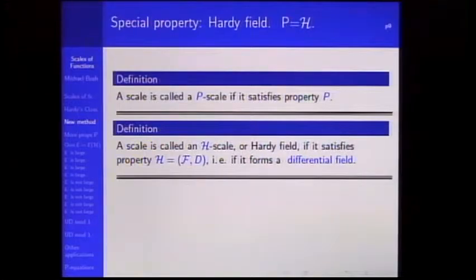A scale is called an H scale, you remember H is for Hardy field, if it is a field and closed under differentiation. An H scale has a special name, just historically: it is a Hardy field. I think this term was first coined in Bourbaki, and of course it is motivated by Hardy's class. By the way, Hardy's class obviously is closed under differentiation. We know from calculus that given any elementary formula, we can differentiate it, and we get a maybe very long, but still elementary formula. Okay.